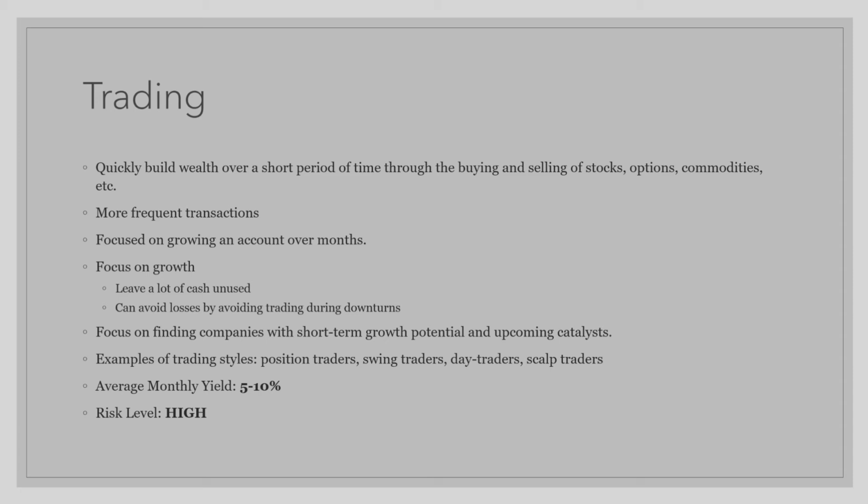There are several different types of trading styles. There are position traders, swing traders, day traders, and scalp traders. If you choose to become a trader, the successful average monthly yield of a trader is 5 to 10%. However, the risk level is high. Now let's talk about the different trading styles.